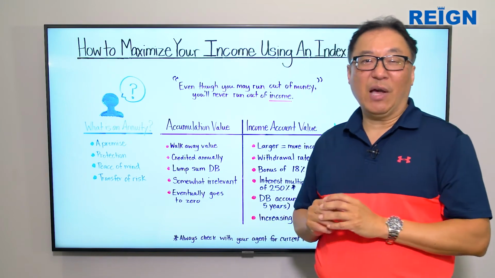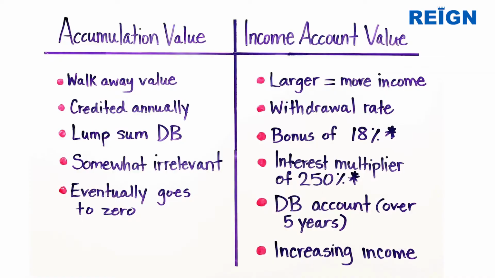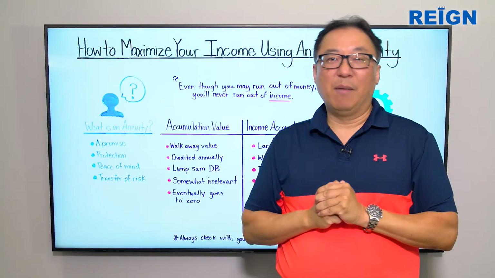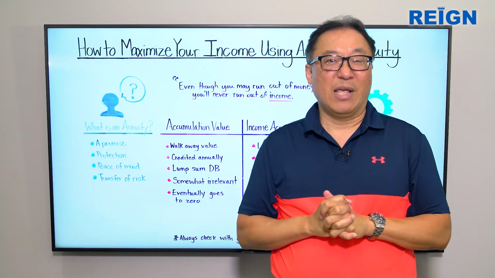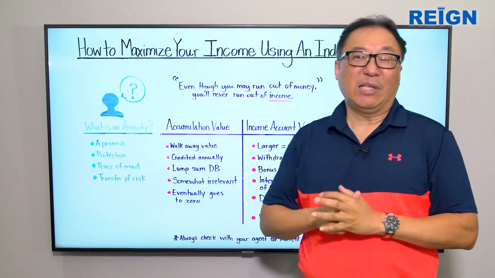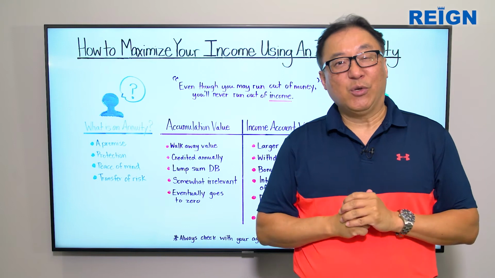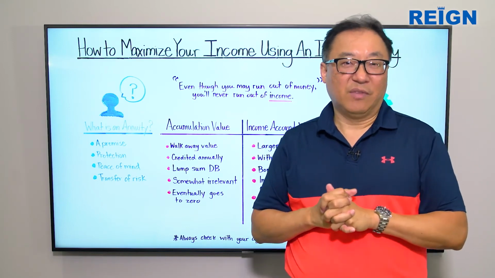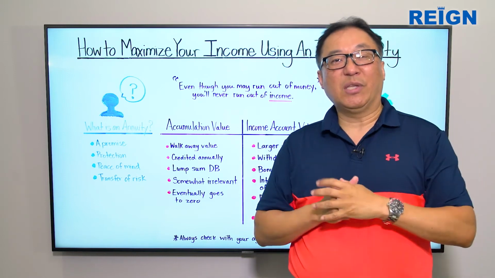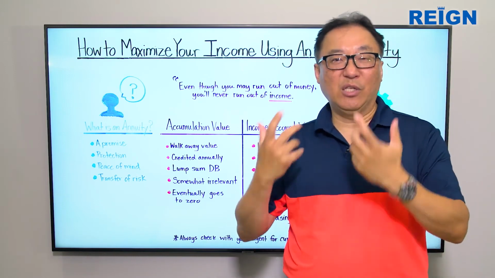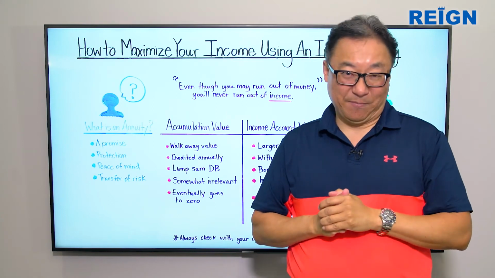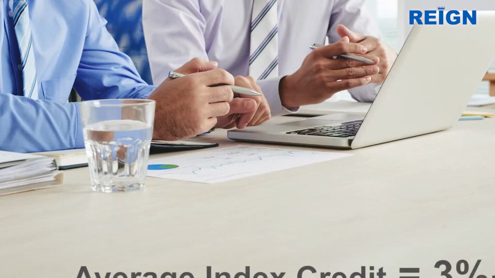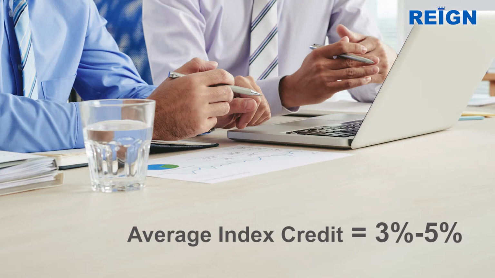See, your accumulation value is your walkaway value. If I surrender this contract, I don't want it anymore, and go ahead and give me all my money back, minus any withdrawal or surrender charges, and that is your accumulation value. It's typically credited annually. So you have a starting point and an ending point, at the beginning and the end of the year, and the difference in growth within the contract provides a percentage of interest, and that's what you will be credited. We usually average about 3 to 5% on the index crediting, and it can be used as a death benefit.